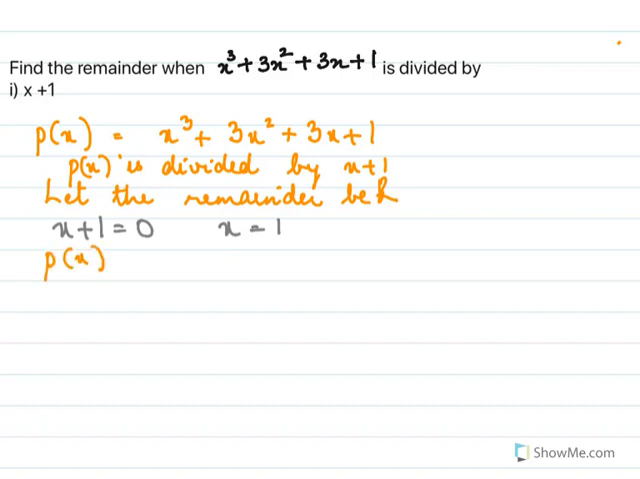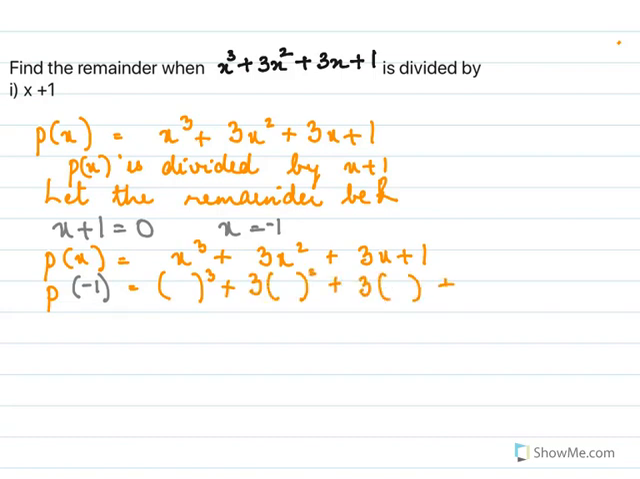So p of x is x cubed plus 3x squared plus 3x plus 1, and we need to find p of minus 1. Wherever there is x, we put minus 1. So this is x cubed, 3x squared, 3x plus 1. Where there's x, we put minus 1. So minus 1 raised to 3: remember, 3 is odd, and minus raised to odd is always minus. So this will be minus 1.